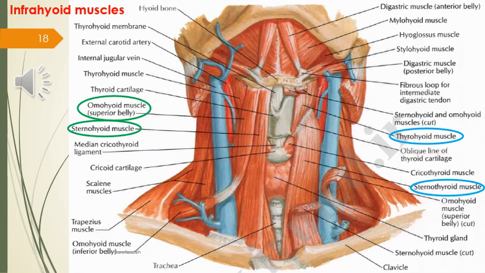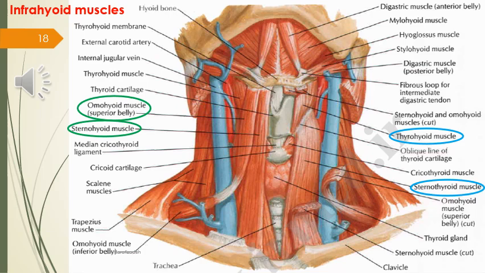On the right side of the image, the deeper muscles are shown. The sternothyroid and thyrohyoid muscles. The sternothyroid arises from the manubrium of the sternum and inserts onto the oblique line of the thyroid cartilage. The thyrohyoid continues from the oblique line of the thyroid cartilage up to the hyoid bone.